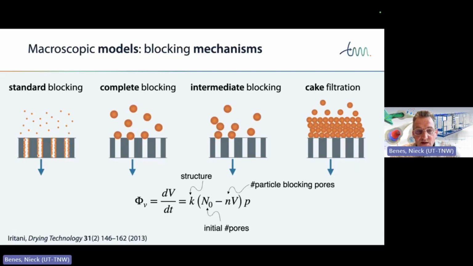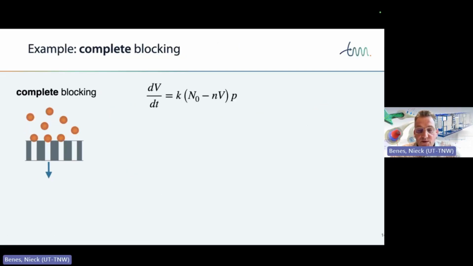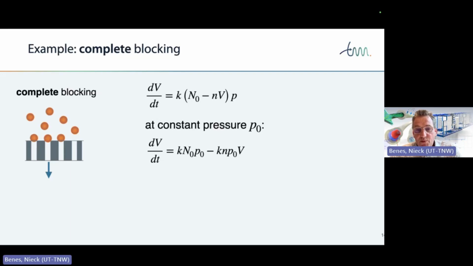So if you use this expression for any of these blocking mechanisms, then you can get a final expression for the volumetric change over time, the amount of volume that you capture over time. So let's have a look at an example, complete blocking. In this case, if we keep the pressure constant, so P0, then the expression becomes the one that you see here. So the only thing that has changed now is that we have substituted P0 for P, and then we can further simplify this, and what we see is that we have some sort of initial rate, and then we have a term that we subtract, that's a blocking constant KB times a volume that we have accumulated over time.